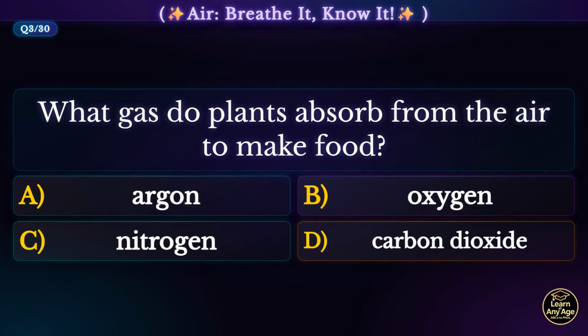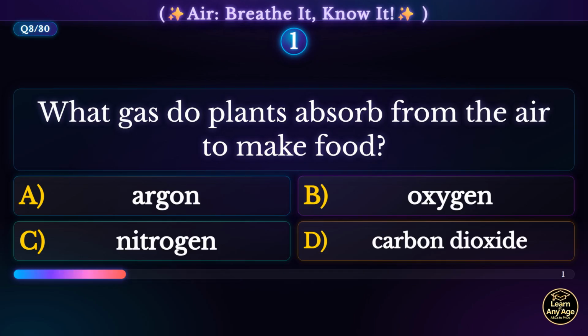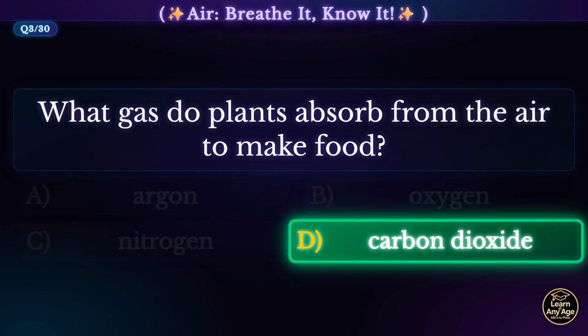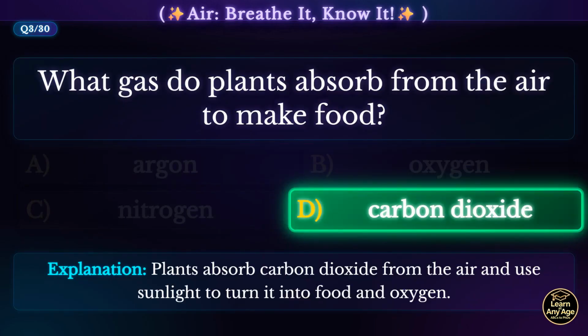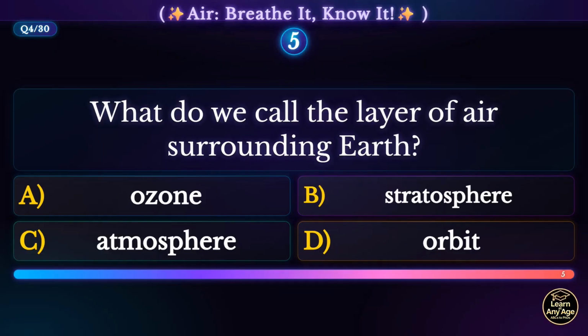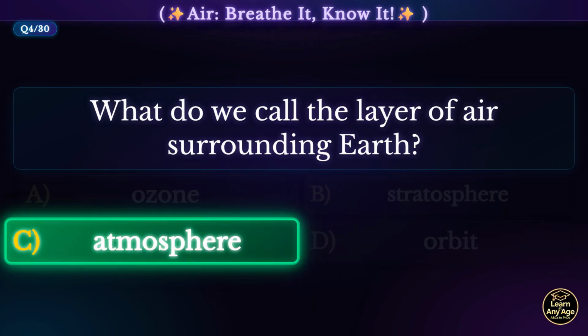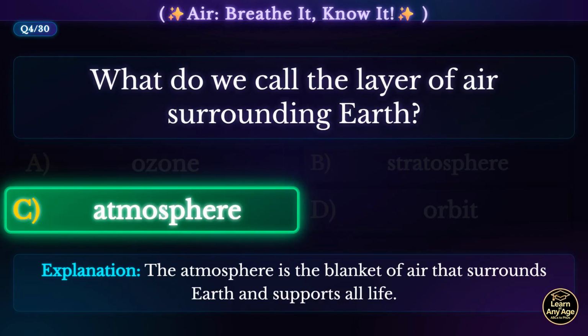What gas do plants absorb from the air to make food? Carbon dioxide. Plants absorb carbon dioxide from the air and use sunlight to turn it into food and oxygen. What do we call the layer of air surrounding Earth? Atmosphere. The atmosphere is the blanket of air that surrounds Earth and supports all life.